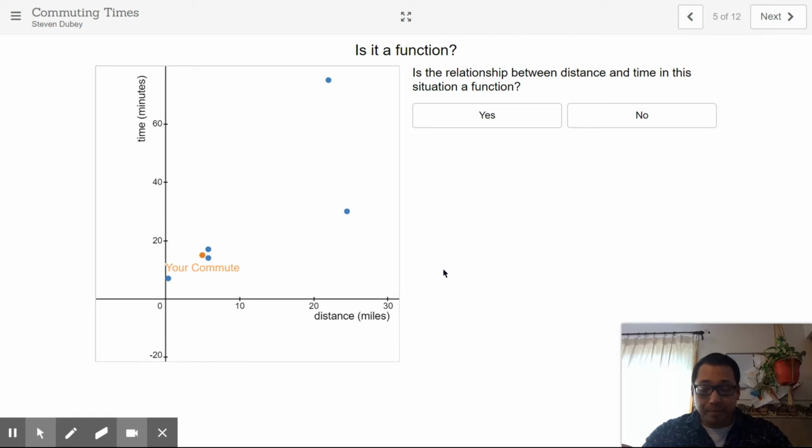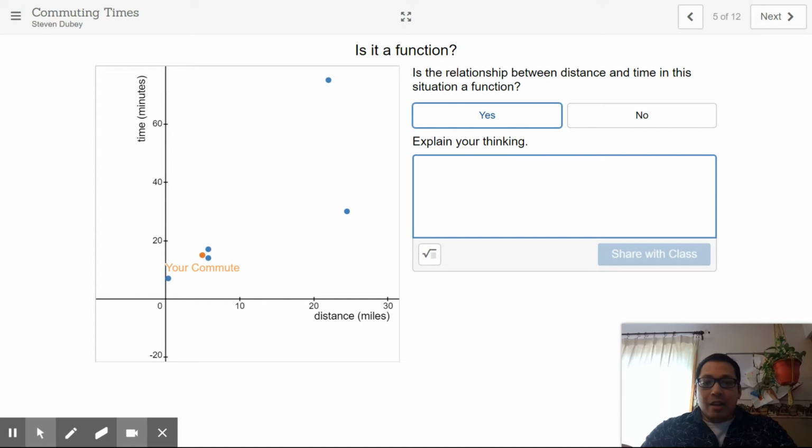Okay, so if you said yes, this is a function. You always know exactly how long it's going to take. You know what the output's going to be based on how far away someone lives. Then I'm sorry, you gotta rethink that. Because take a look.